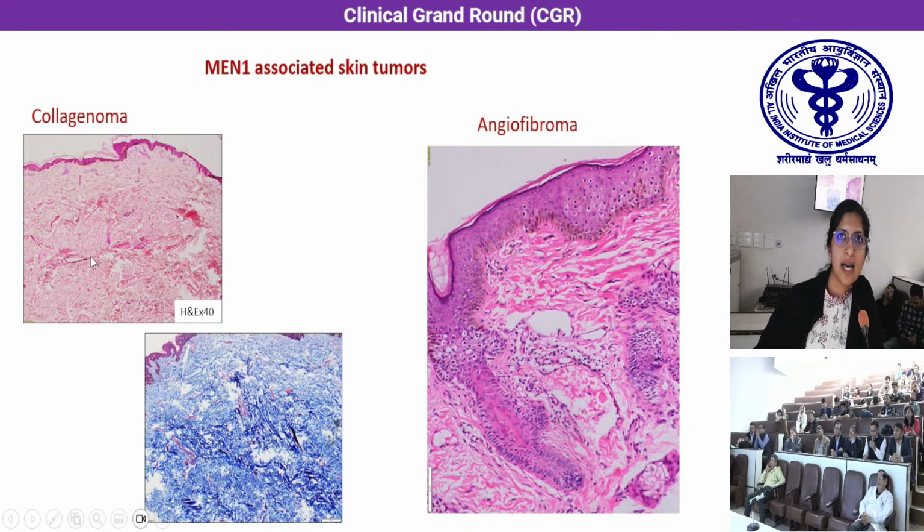This collagenoma is a hypocellular tumor with abundant collagenous stroma and minimal vasculature. And angiofibroma, as we can see here, has multiple ectatic vessels in an abundant collagenous stroma. So these are the other skin tumors which are MEN1 associated.